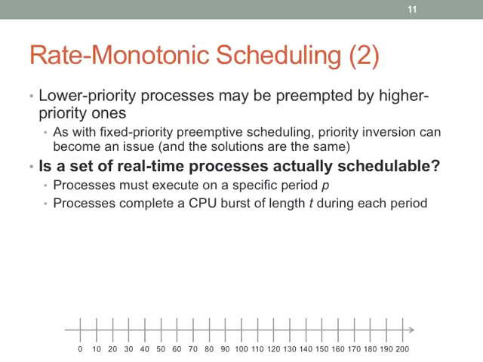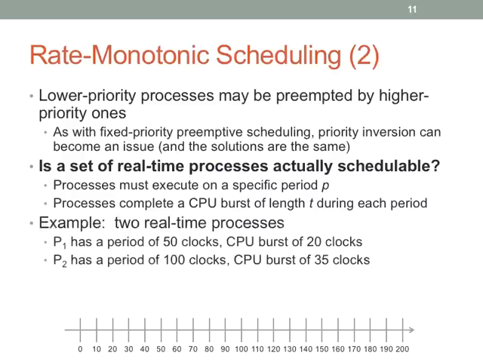So we say that they have a period, and they have a certain amount of time that they take. We call that T. And it's a CPU burst, obviously, because if we have to do I/O, then the process is going to block anyway. But it needs to perform some CPU burst of a certain length during each period, and then it will have met its deadline. So here's our example.